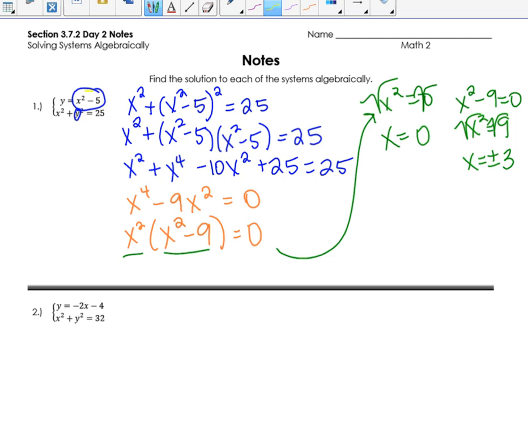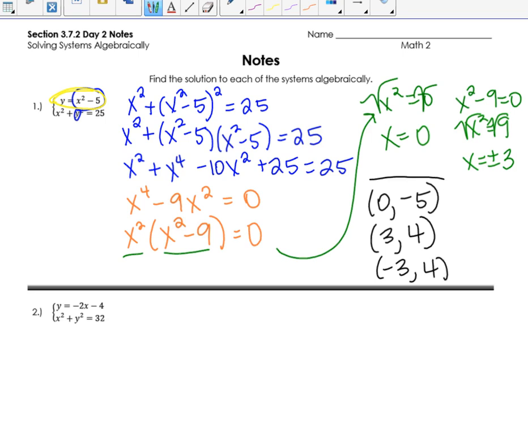I'm going to go back to this to solve for y. If x is 0 and I substitute 0 in, 0 squared minus 5 is negative 5. So that's one of my answers. If x is positive 3, 3 squared is 9 minus 5 is 4. And if x is negative 3, negative 3 squared is also positive 9 minus 5 is 4. So you have 3 answers there because of the 4th term.